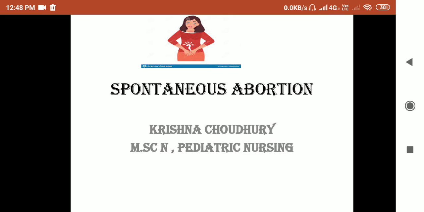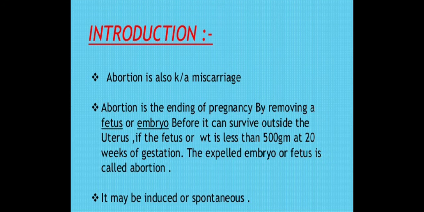So basically, coming to abortion, we will see that abortion is also known as miscarriage, and it is the ending of pregnancy by removing a fetus or embryo before it can survive outside the uterus, if the weight of the fetus is less than 500 gram at 20 weeks of gestation. The expelled embryo or fetus is called abortus.